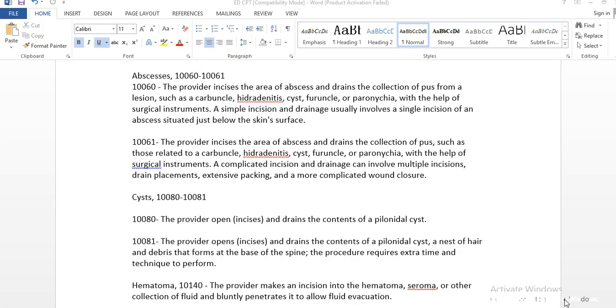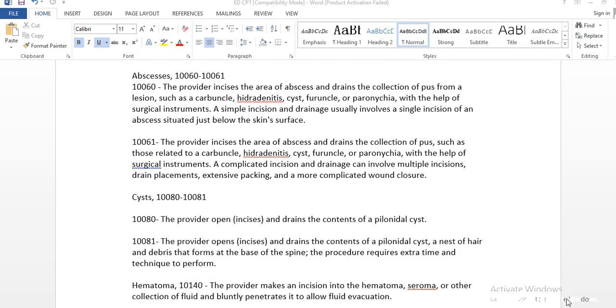So what happens in 10060? The provider incises the area of abscess and drains the collection of pus from a lesion such as carbuncle, hidradenitis, cyst, furuncle or paronychia with the help of surgical instruments. A simple incision and drainage usually involves a single incision of an abscess situated just below the skin surface. So it is a single incision at the abscess location.